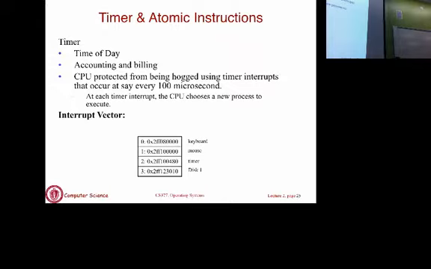When 100 milliseconds have elapsed, this timer is going to go off, saying your turn is up. Then the OS will run and save the state of that process and let the next process run. Then it will set another timer, and you let that process execute for some period of time, and so on.